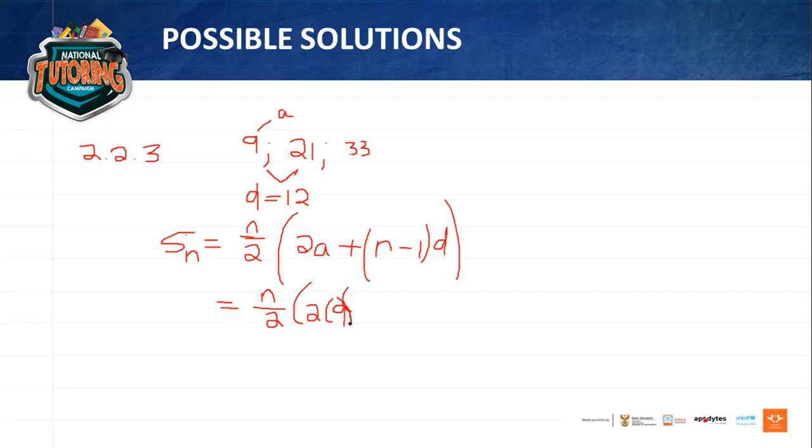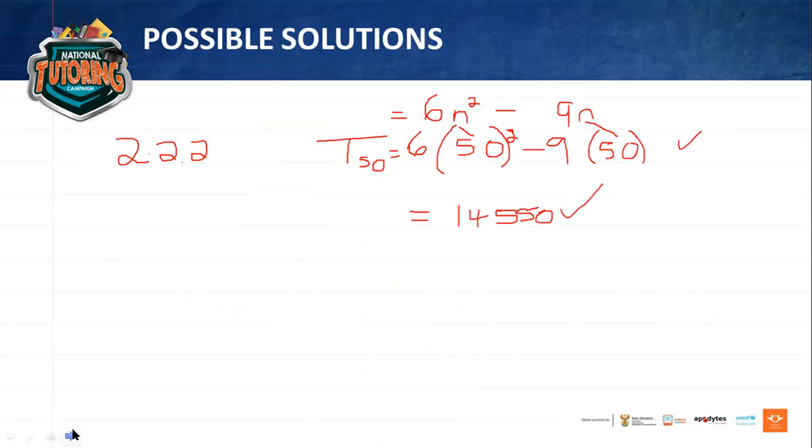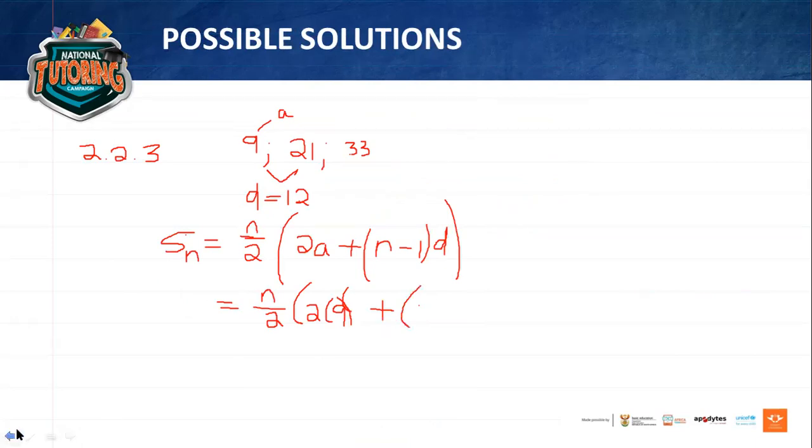It's going to be multiplied by 9, which is our a, plus, here now we have n. We don't know the value of n. It's going to be n minus 1 into the value of d, which is 12.